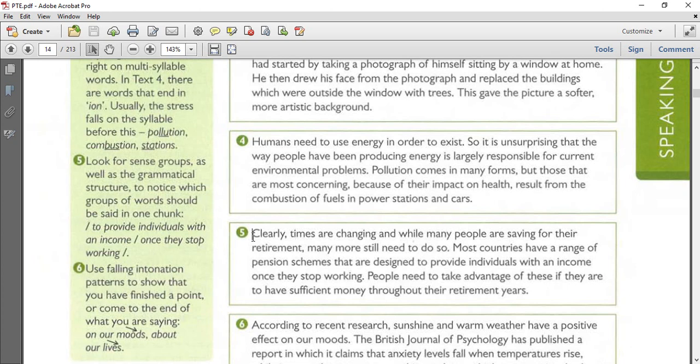So as you can see, clearly I read this sentence in 2 chunks. People need to take advantage of this if they are to have sufficient money throughout their retirement years.